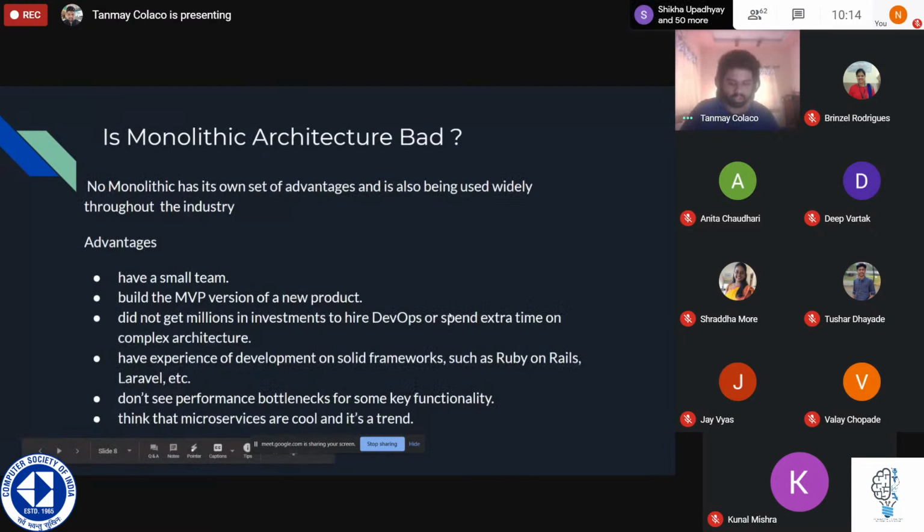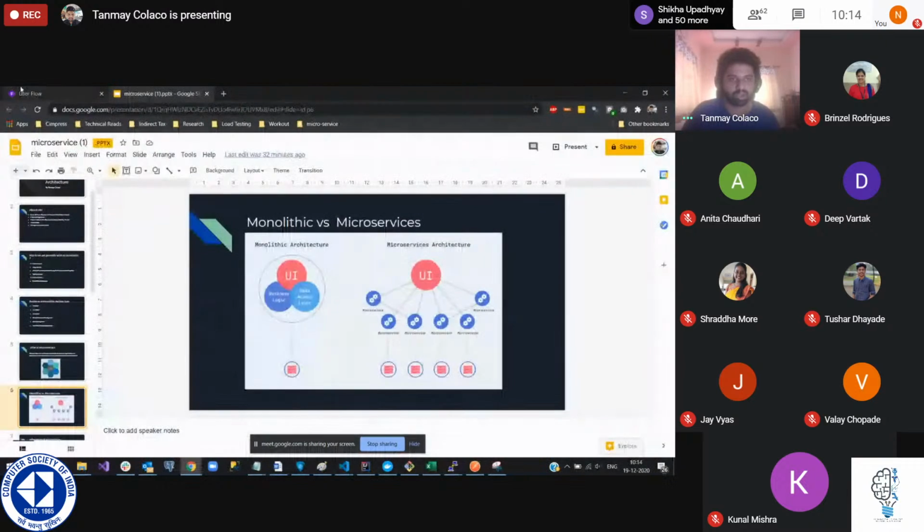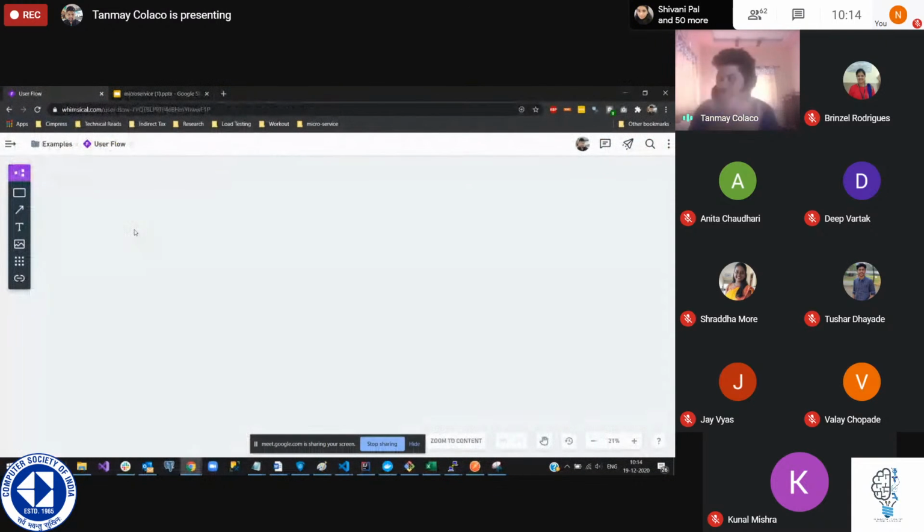So what I will do is try to interact with you people. Let's create a monolithic application. Let's see how a monolithic application for an actual Amazon or an e-commerce site is structured, and what all the different components are.